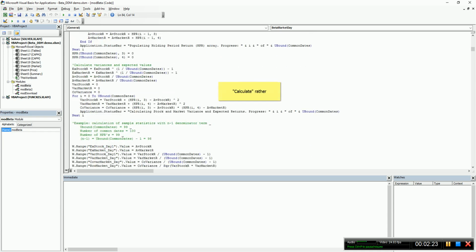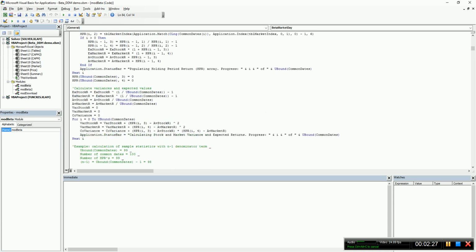Okay, and now we download the variances and expected values. So basically the running total that we calculated up here, we just divide by common dates for the average, and same for the market. And here, because we used compounding, we just raise to the negative power and subtract 1 at the end.